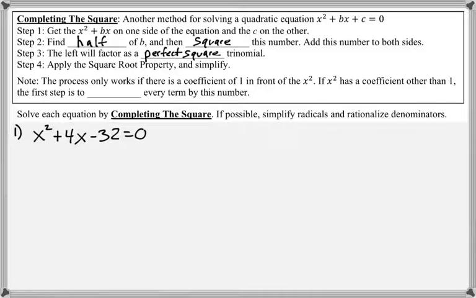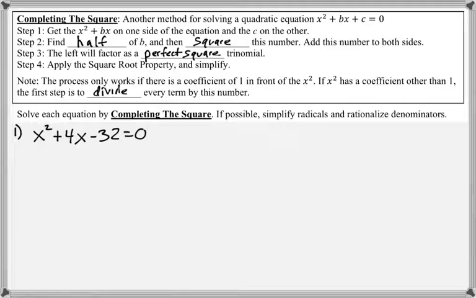So I think it makes more sense when we actually do a problem rather than just talking about it. Now the process only works if there is a coefficient of 1 in front of the x squared. So if we had a problem where x squared had a coefficient other than 1, then the first step is to divide every term by this number. Okay, so let's look at number 1.